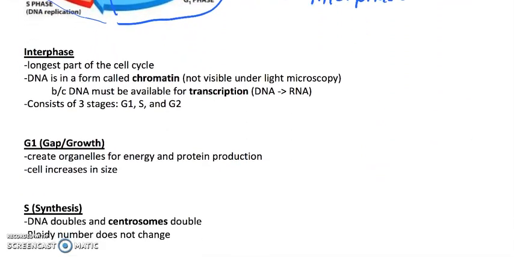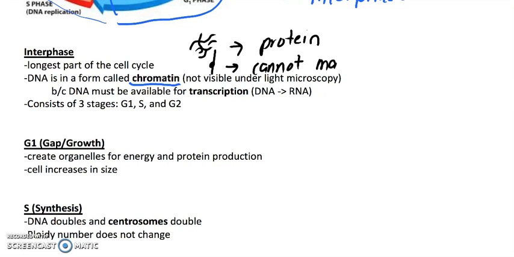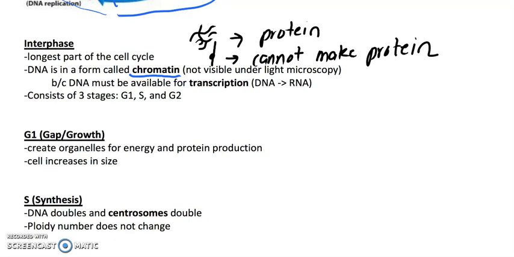So during interphase, it's kept in its loose chromatin form, and this is so it can be available for transcription. So here is my loose, all over the place chromatin form. Now it's in this form, it's able to make protein. But once it condenses to what I showed you before into these structures, we cannot make protein. It cannot read this. Cannot make protein, because the DNA won't be available.